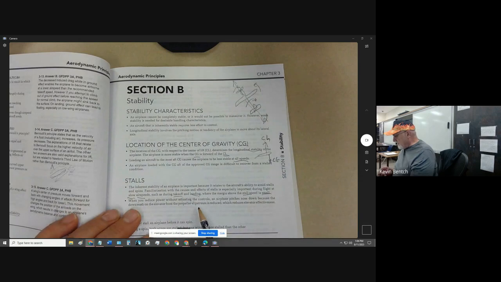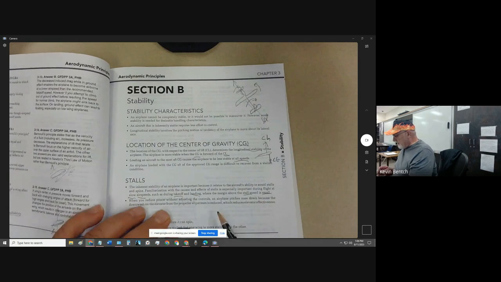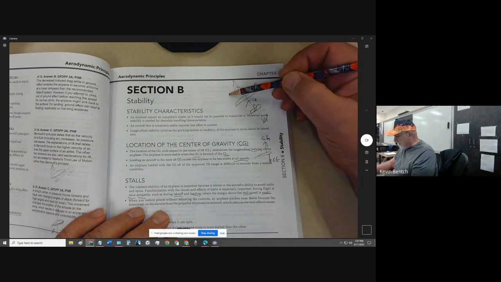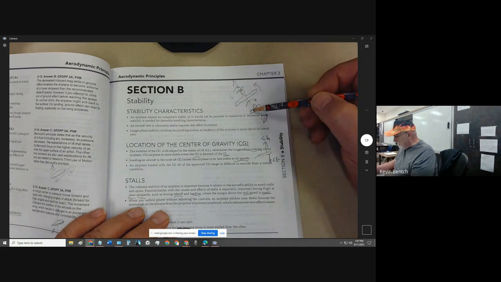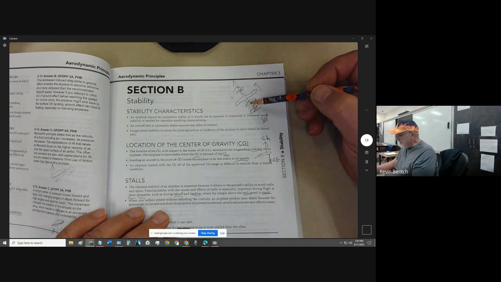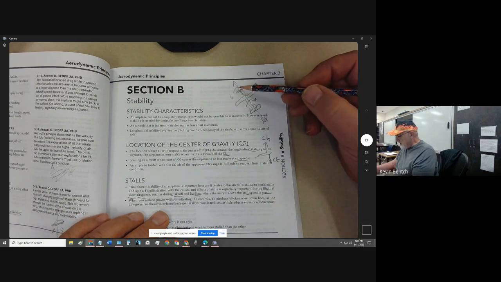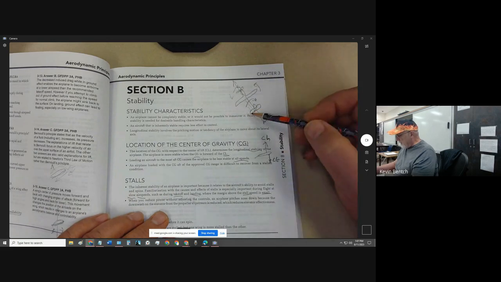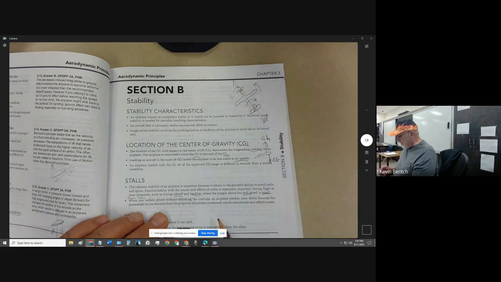When you reduce power without adjusting the controls, an airplane pitches nose down because the downwash of the elevator from the propeller airstream or slipstream is reduced, which reduces elevator effectiveness. So that makes sense. You've got a lot of wind coming in the airplane here from the propeller, and that wind is going over the elevator. The elevator has a certain adjustment it's been made to keep the plane in level flight or whatever kind of flight you want at the time. And when you reduce how many times the propeller is turning around, you're reducing the wind on the elevator. And so this is less effective, and when it's less effective, the nose pitches down. And that's what this is talking about.